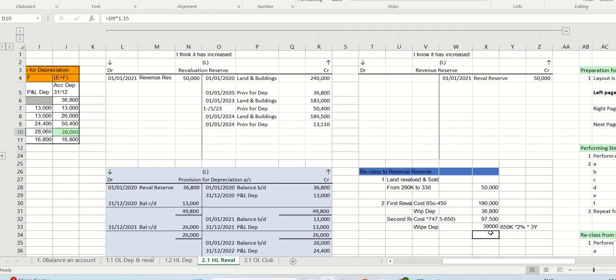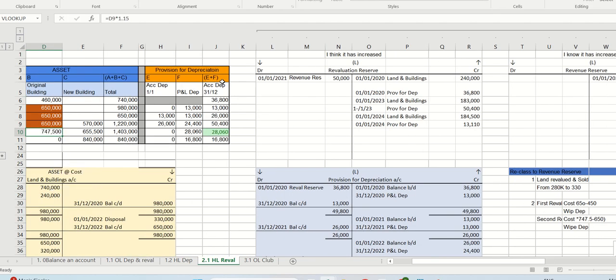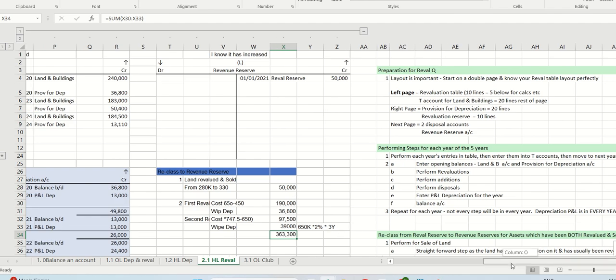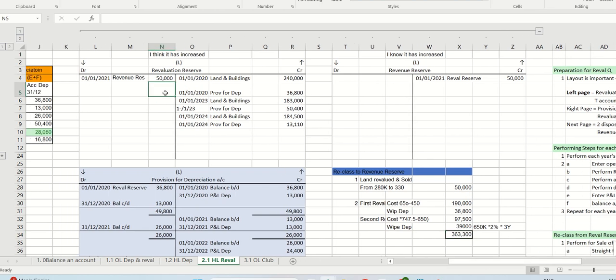Okay, so we're going to now add, back over here. We have the 4 bits now that we need to be able to get the value of that second reval. So it's 663,300. So we're going to be taking that amount. It's all of the revaluation information relating to the second, or to the original building, which was revalued and sold. We're taking it out of here on the year that it was sold, and we're putting it in here.